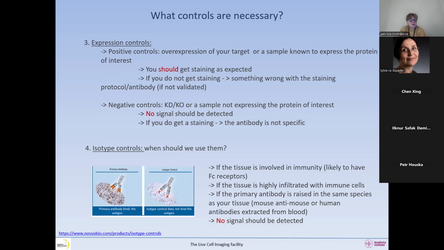As for isotype controls, when should you perform them? If the tissue is involved in immunity, so likely to have Fc receptors on the surface, or when the tissues are highly infiltrated with immune cells, there are these types of tissues too, or if the antibody is raised in the same species as your tissue. And of course, no signal should be detected.